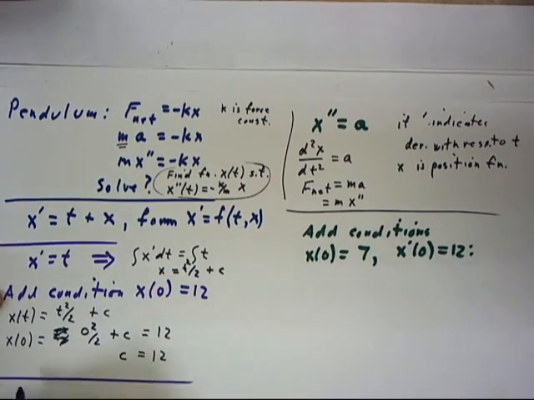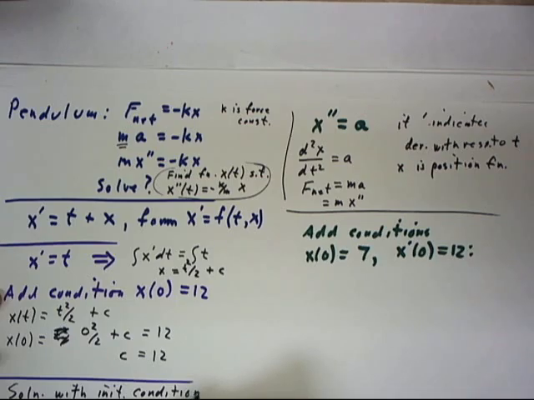So our solution with our initial condition x of 0 equals 12 is x of t equals t squared over 2 plus 12.